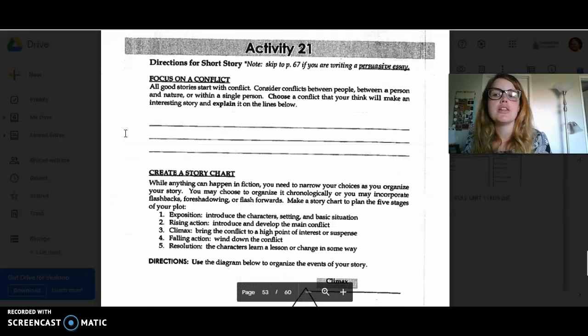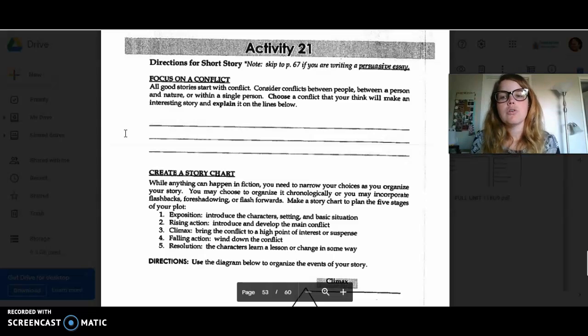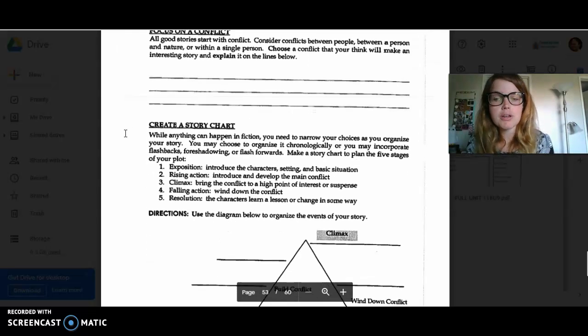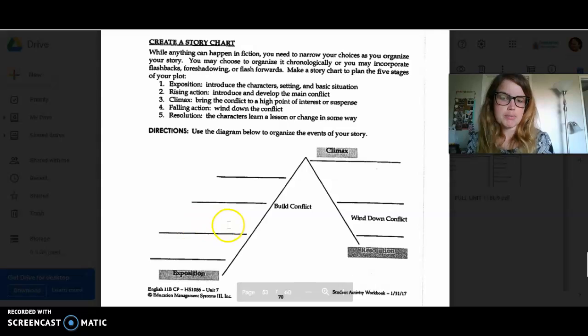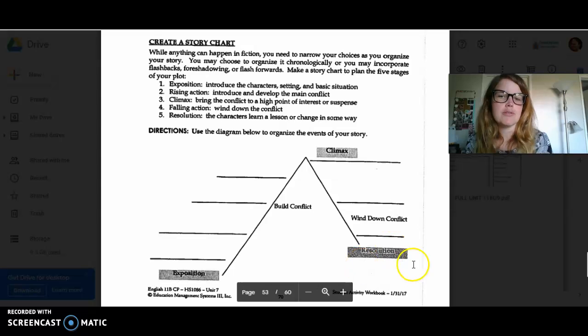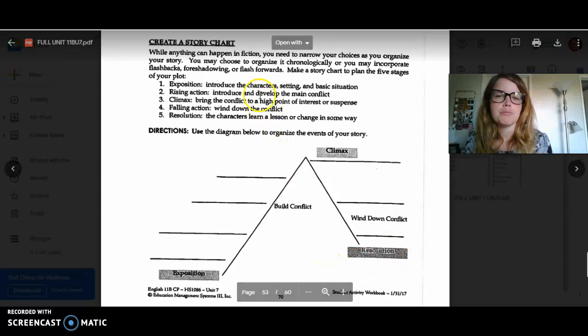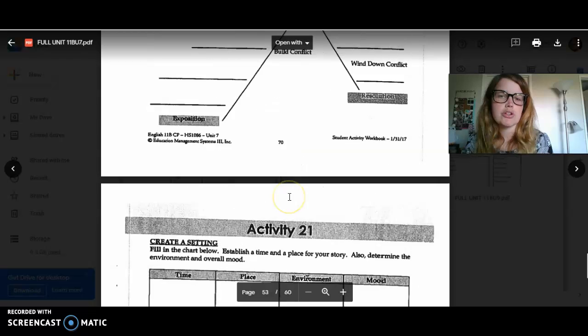For the short story, this is what you're going to want to focus on. So focus on conflict, right? So think about the conflict that you want to have and explain it in the lines below. Remember, internal versus external. What do you want to have them struggle with? Create a story chart. So where's your story going to start? Setting in time, right? Kind of build the conflict from here. Climax, remember, that's where you're sitting on the edge of your seat and you're just like, what is going to happen? And then it happens. And then wind down conflict, how did it resolve, right? So just follow this story chart, you should be fine.